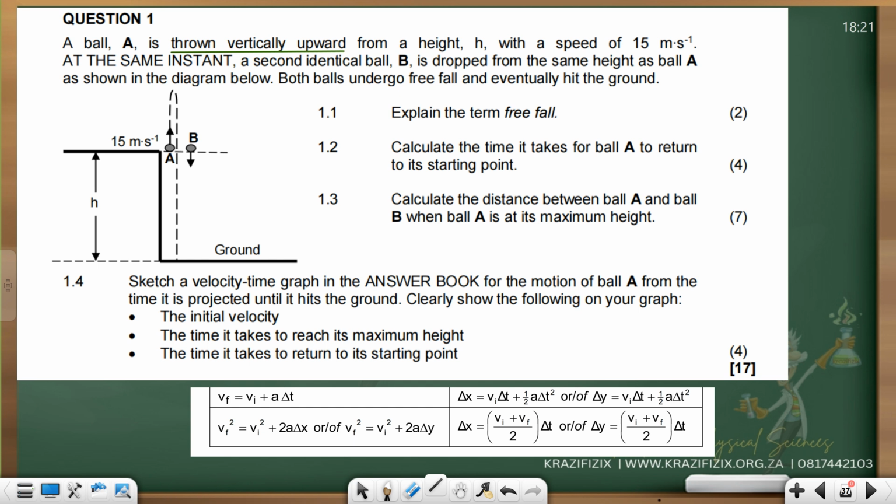In this case, it is dropped from a height. Whoever is dropping it is not moving. So it means the initial velocity is 0. At the same height as ball A, as shown in the diagram below, both balls undergo what? Free fall and eventually hit the ground. Everybody, please define free fall. Quickly, you have 15 seconds.